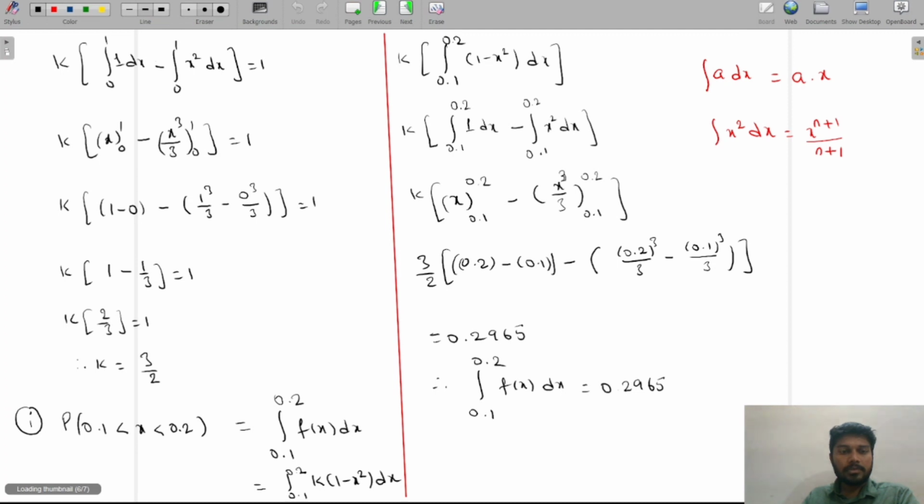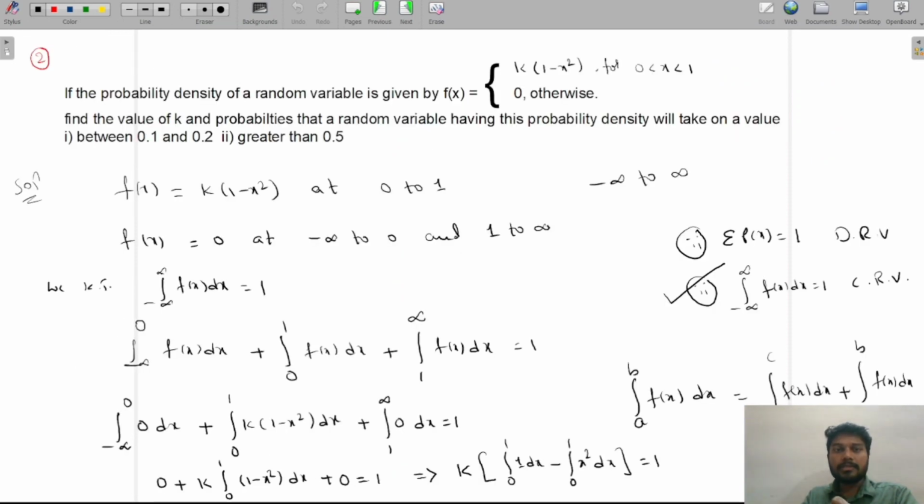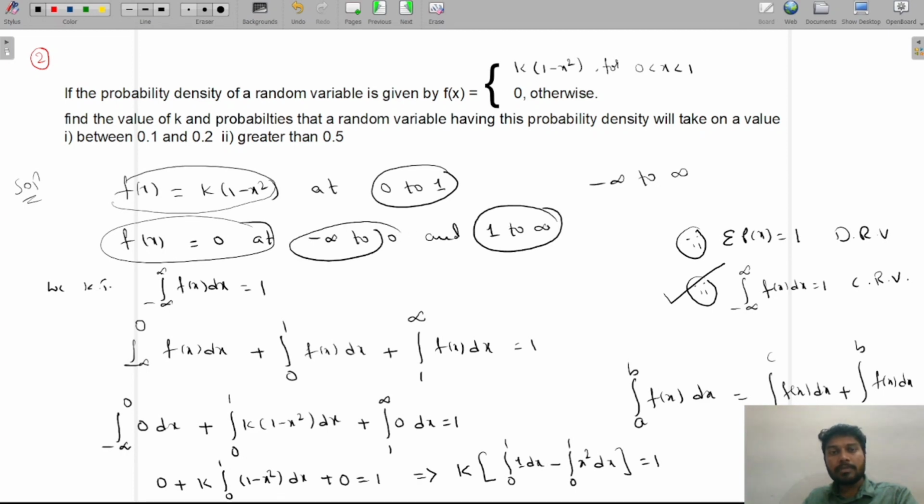So in the last question, at 0.1 and 0.2, I asked you one question: at the limit 0.1 to 0.2, what is the function f(x)? Then we saw k times (1 minus x squared). And similarly, coming to the present question, 0.5 to infinity, right? So do you have a function f(x) from 0.5 to infinity? No, right? We have f(x) from 0 to 1 and 1 to infinity, as well as minus infinity to 0.